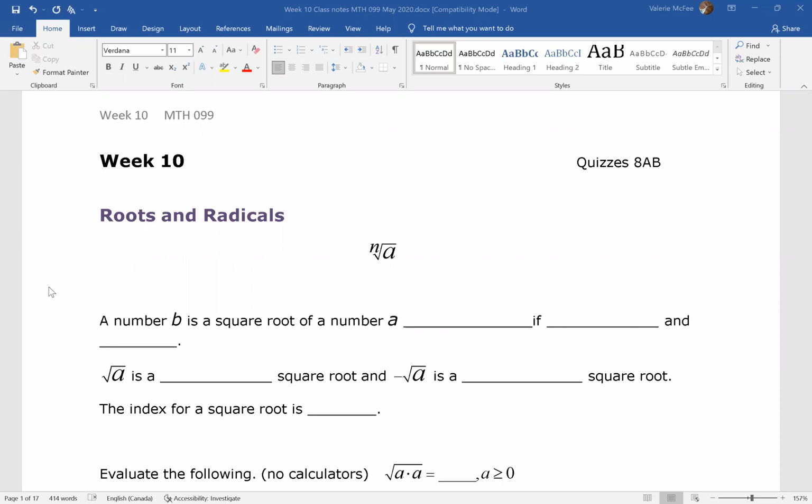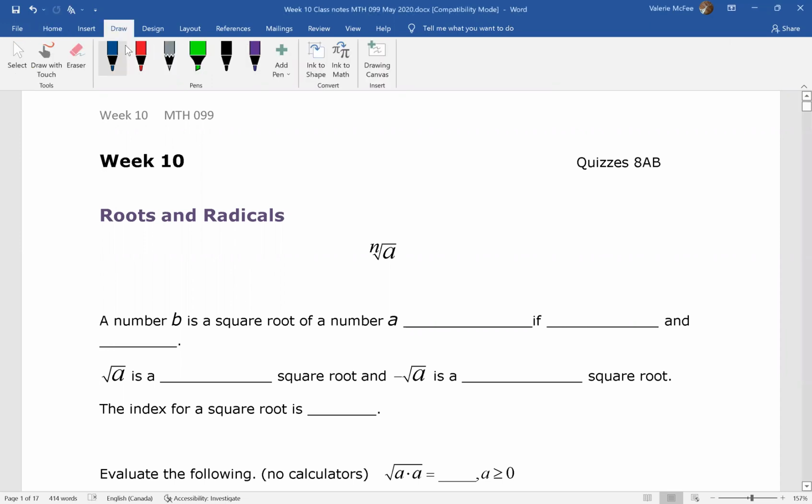Before we start evaluating roots and radicals, we should label a few things here. This n, the number outside, is known as the index. We'll talk more about the index in a bit. And everything inside the radical sign is known as the radicand. And of course, we have our radical sign here.